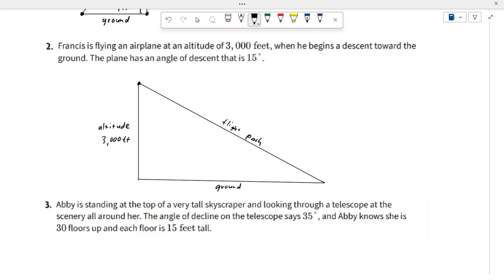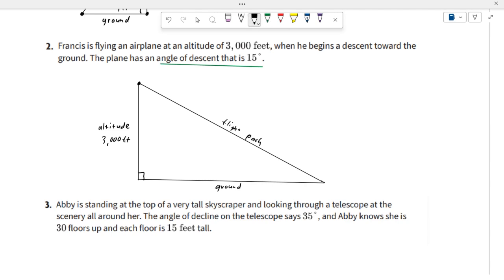Now, altitude is how tall something is. What's the vertical distance? Well, that's going to form a right angle with the ground, right? The altitude and the ground are perpendicular. They form a right angle. We've labeled our sides. We've labeled the 3,000 feet. So the only thing that we don't yet have in our picture is this angle of descent. And we're told that the angle of descent is 15 degrees.